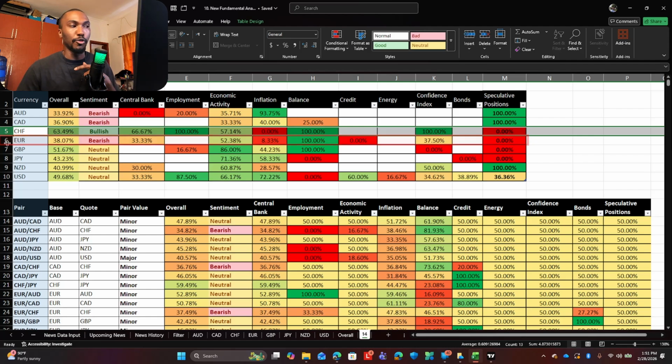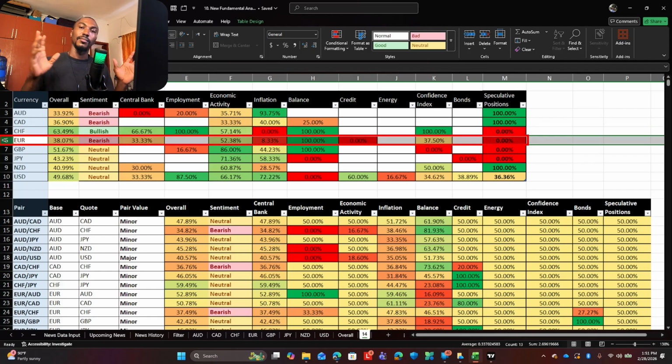Then we have the euro, right? Euro, bearish. What news came out? Central bank news, quite bad. Economic activity is quite good, just okay, moving a little bit from the bad side. Inflation data, bad, man. It's like taking a punch to the face, right? The balance, real good balance. The credit, bad credit. Consumer confidence is weak, man, real weak.